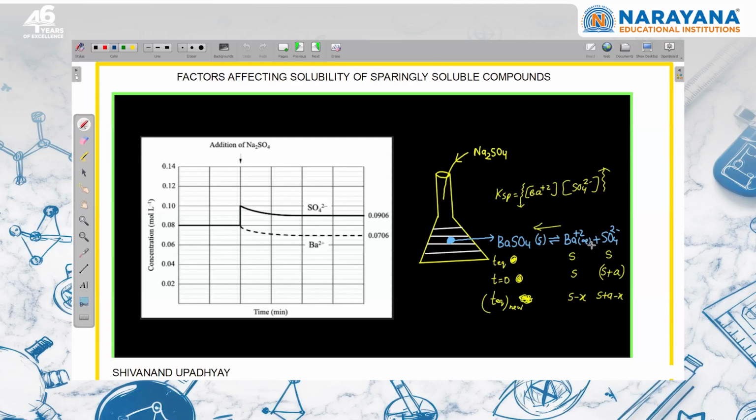When we add Na2SO4, the concentration of sulfate ion is going to increase. If you increase the concentration of product, the reaction will move in backward direction. When the reaction moves in backward direction, the concentration of sulfate ion, which after adding was S plus A, will decrease by a certain amount, and the concentration of barium 2 plus ion will decrease, right? Because the reaction is moving backward, and you can see here this is the equilibrium concentration. With respect to the old equilibrium, for the new equilibrium the concentration of sulfate ion is more and the concentration of barium 2 plus ion will be less. That is the effect of addition of a chemical species having a common ion on a sparingly soluble compound.